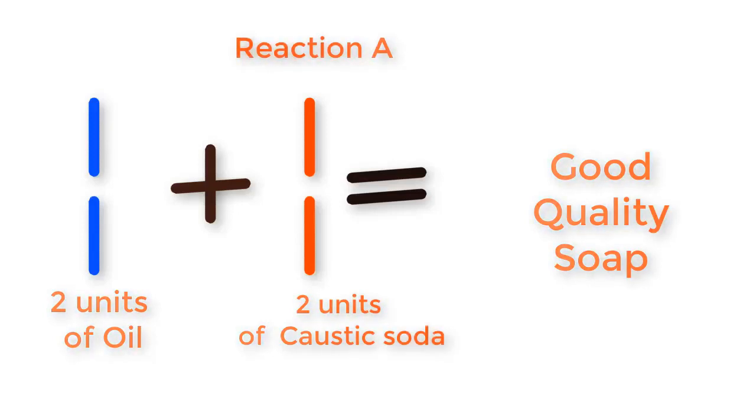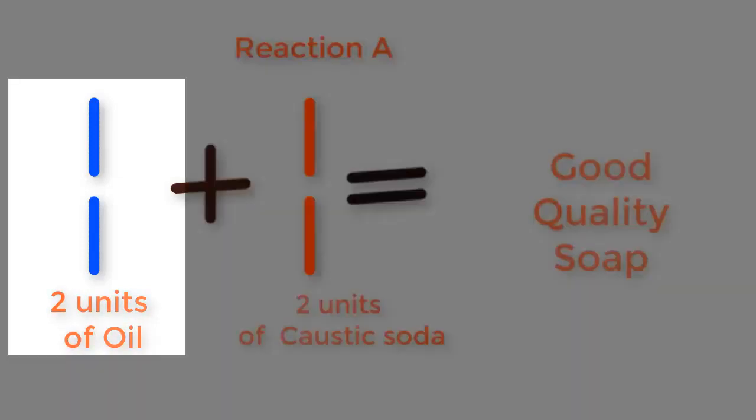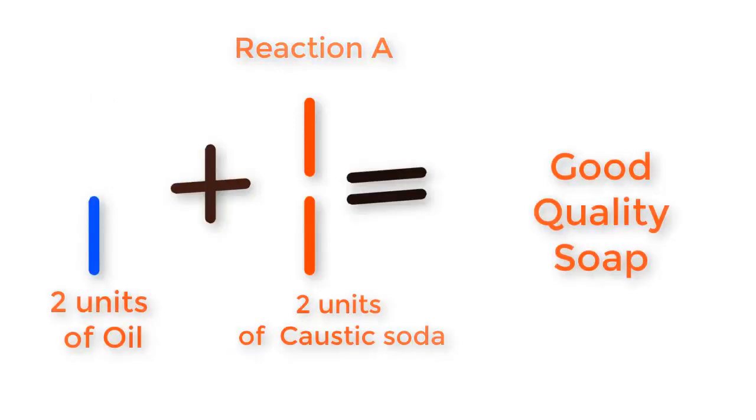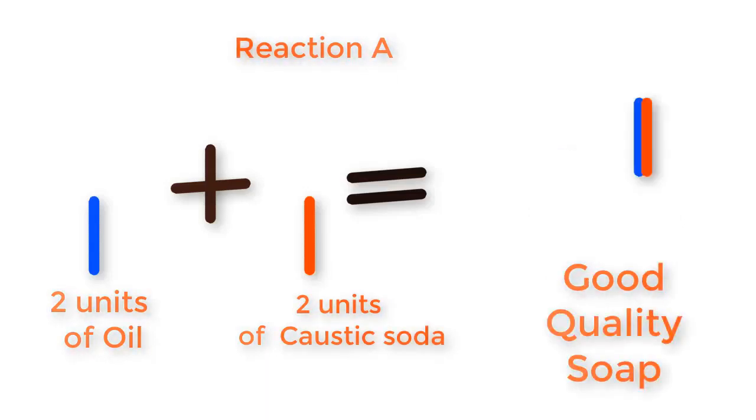Now, the oil is represented by the blue strokes, while the caustic soda is represented by the red strokes. So let's see. 1 unit of oil combined with 1 unit of caustic soda, CS, forms 1 unit of soap. Another unit of oil combined with another unit of caustic soda, CS, forms another unit of soap.